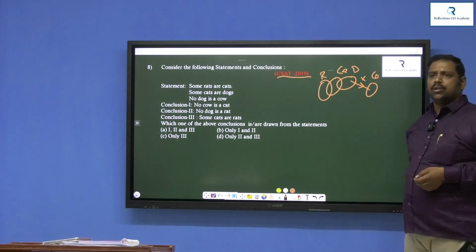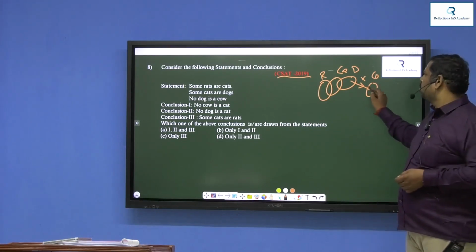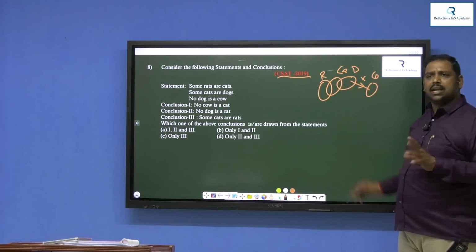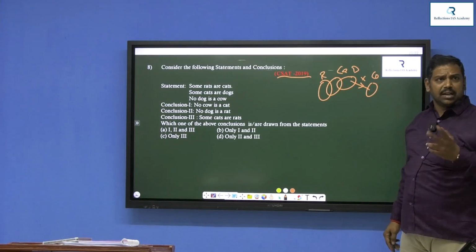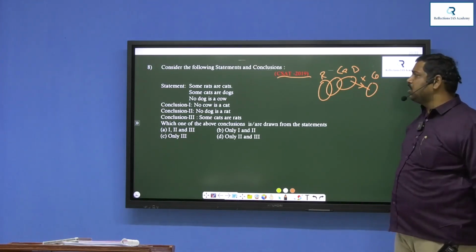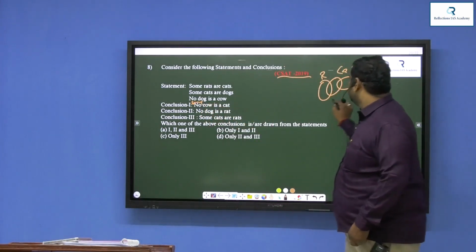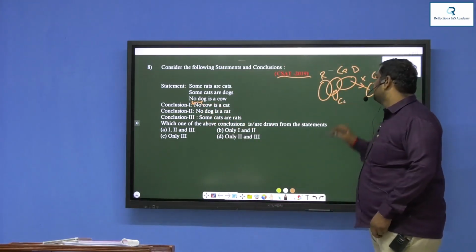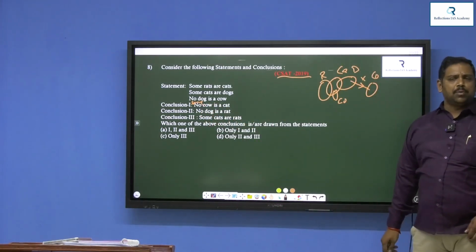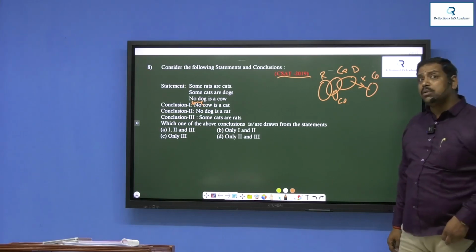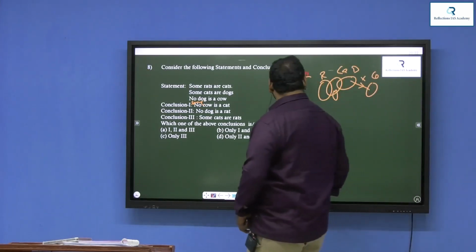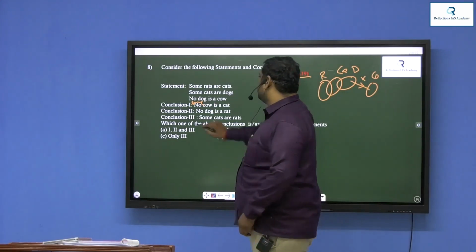Definite negative. First check in the basic diagram. No cow is a cat. Yes, it is correct. Go with the negation. If it is correct, go with the negation. What is the negation of no? Some. So some cows are cats. Yes, I can draw the cow like this. Yes or no? Means possible or not possible? Which is possible? Negation possible means conclusion is wrong.